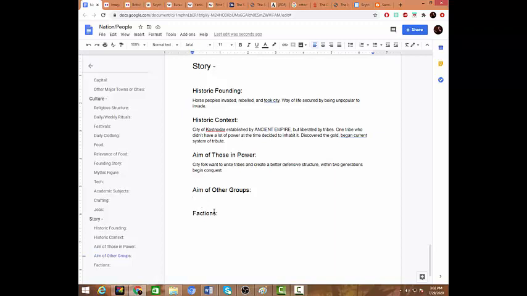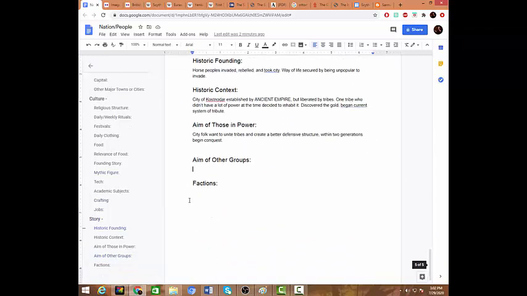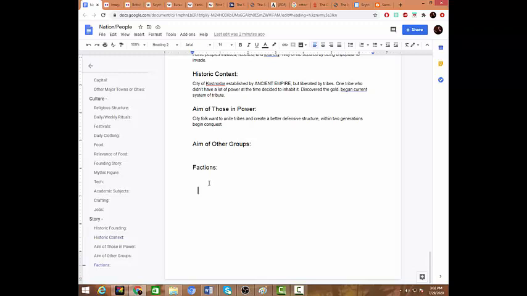Aim of other groups. I don't think there are really other groups. I think for factions, this would be like if you have a resistance group, or maybe a religious group that wants to supplant the monarchy and replace it with a theocracy. But I don't think that really applies to the Sakuzai. For this group, it's just, let's say there are six major clans, two minor clans, and many tribes within each. And I think that'll do it.